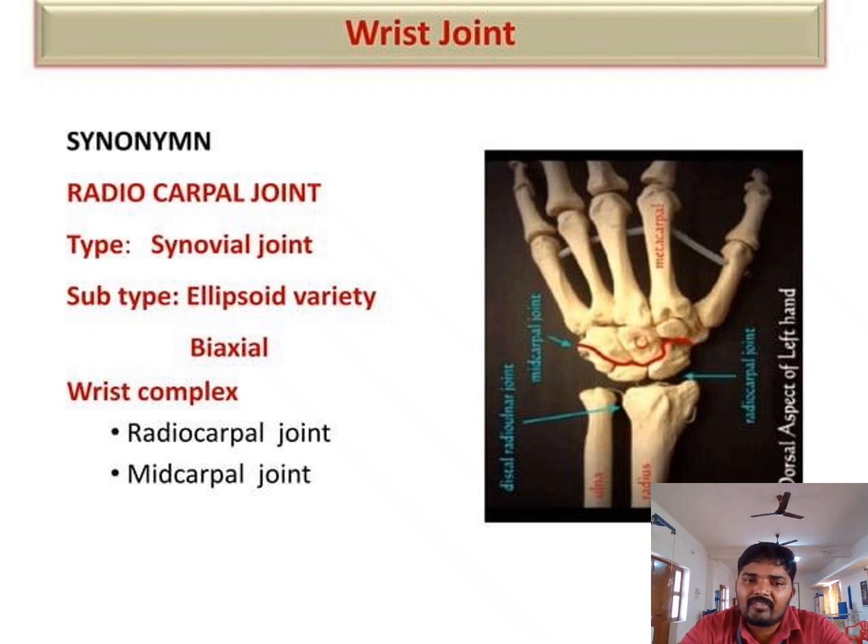Then the subtype or variety of the joint is the ellipsoidal variety. Ellipsoidal variety. Then it is a biaxial joint. Then the wrist complex is the radiocarpal joint or midcarpal joint.